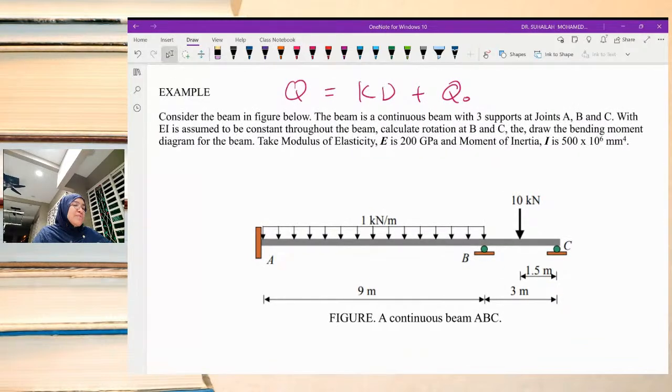So consider the beam in the figure below. The beam is a continuous beam with 3 supports. There are fixed at A, B and C roller. EI is assumed to be constant throughout the beam. Calculate the rotation at B and C, and then draw the bending moment diagram for the beam. Take modulus of elasticity E equal to 200 GPa, and the moment of inertia is 500 exponent 6 millimeter 4.